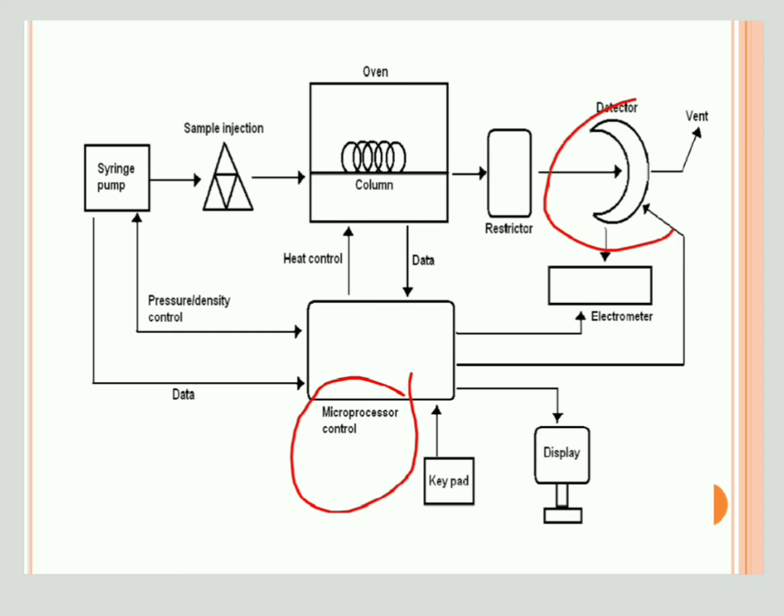The microprocessor mechanism is placed in the instrument so that the unit will collect the data for the pressure, oven temperature, and the detector performance, and control the related pieces of the instrument.